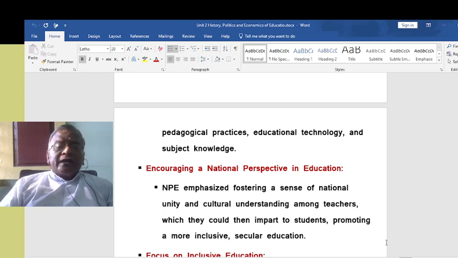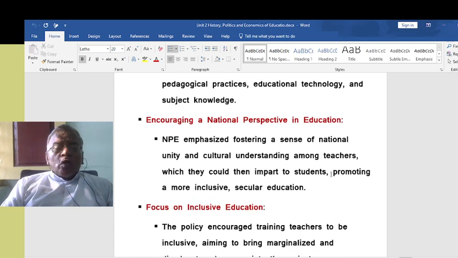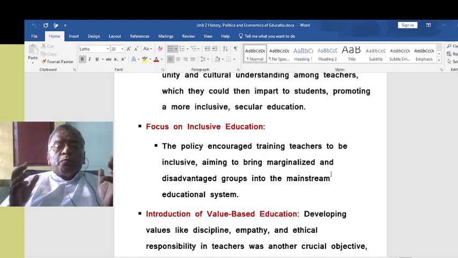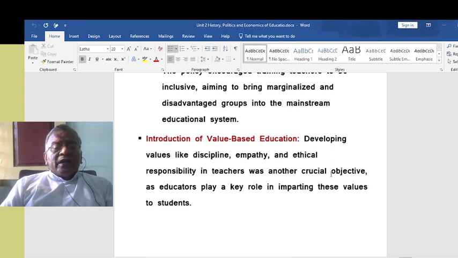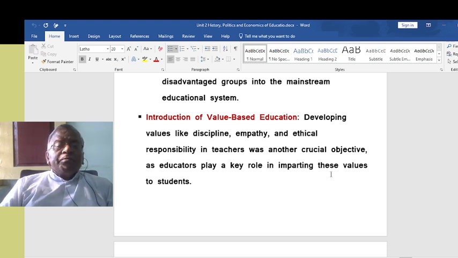The third objective would be encouraging a national perspective in education. NPE emphasized fostering a sense of national unity and cultural understanding among teachers, which they could then impart to students, promoting a more inclusive, secular education. The fourth objective would be focus on inclusive education. The policy encouraged training teachers to be inclusive, aiming to bring marginalized and disadvantaged groups into the mainstream educational system. Then, introduction of value-based education. Developing values like discipline, empathy, and ethical responsibility in teachers was another crucial objective, as educators play a key role in imparting these values to students.